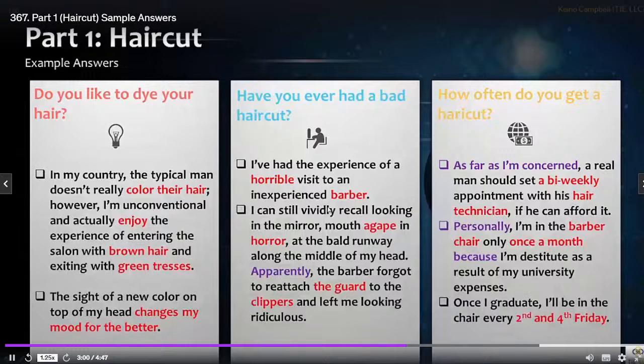Okay. Next question. How often do you get a haircut? As far as I'm concerned, a real man should set a bi-weekly appointment with his hair technician if he can afford it. Personally, I'm in the barber chair only once a month because I'm destitute as a result of my university expenses. Once I graduate, I'll be in that chair every second and fourth Friday.